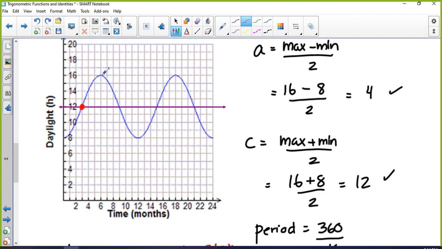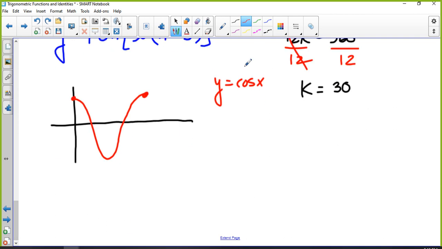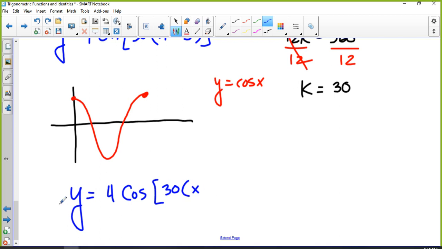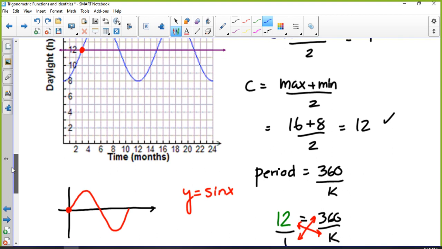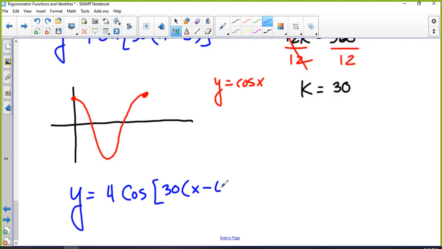Well, I see that point right up here. So that's a maximum point, and as we pass it, we are decreasing. So if I wanted to model this with a cosine function, I would have to use a phase shift of 6 units to the right. So this would be y is equal to a parameter of 4, cosine of same k parameter of 30, but this time the phase shift would be 6 units to the right. So x minus 6, close bracket, and then the mean value of positive 12.